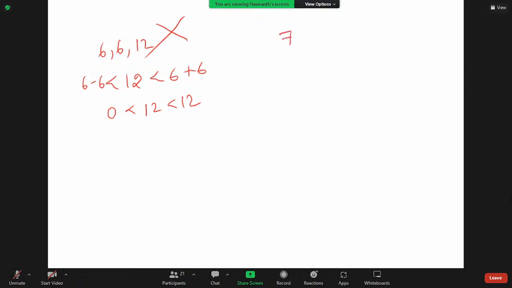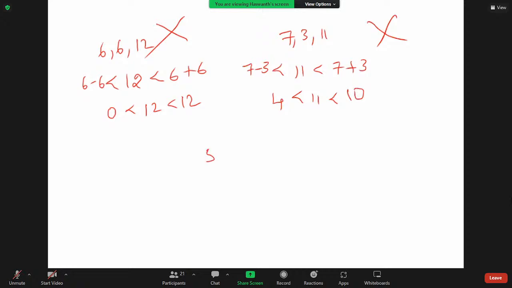Similarly, take 7, 3, 11. Now take any side as the third side, 7 or 3 or 11, it doesn't matter. Let's say I am taking 11. It must be less than the sum of the other two sides, and greater than the difference of the other two sides. Which says 4 less than 11 less than 10. Now 11 is not less than 10. So these are also not following this principle. So 7, 3, 11 also cannot form a triangle.